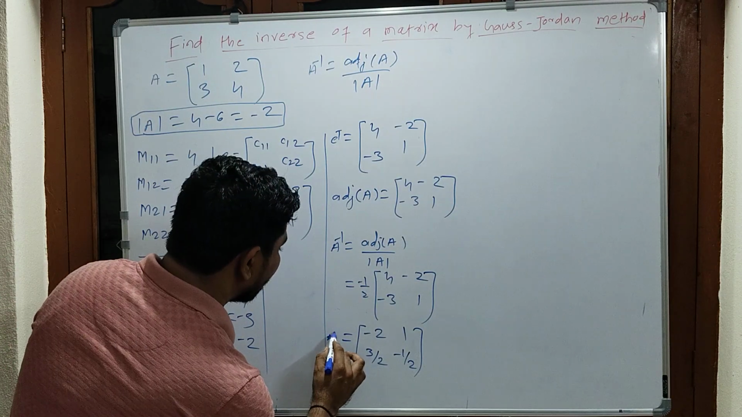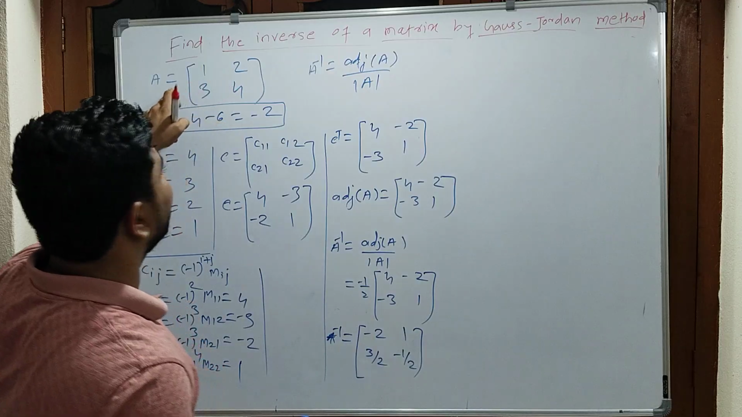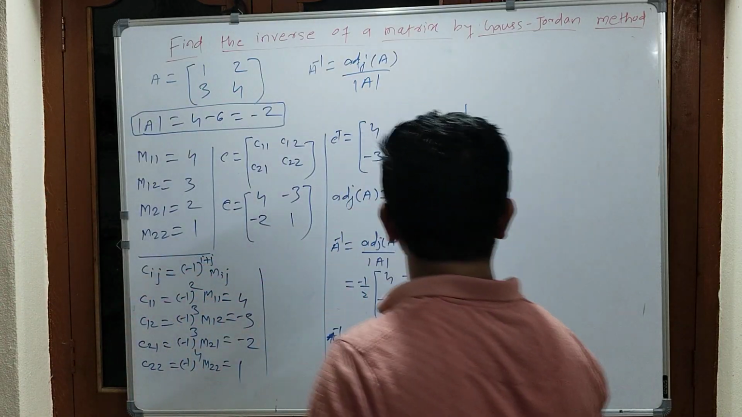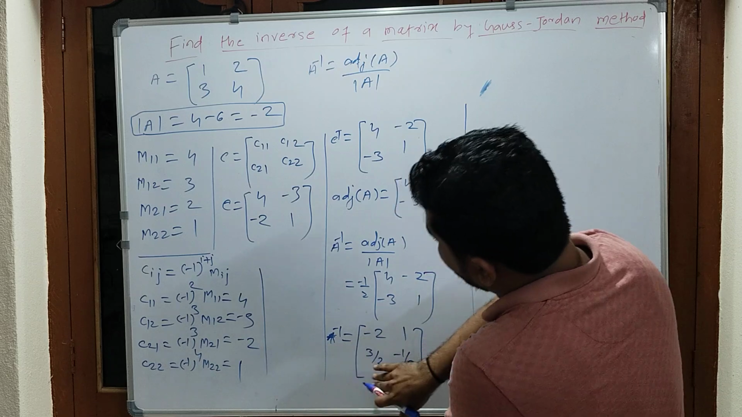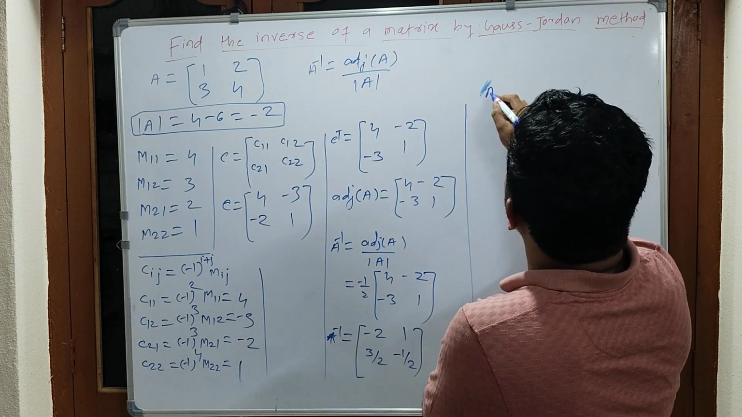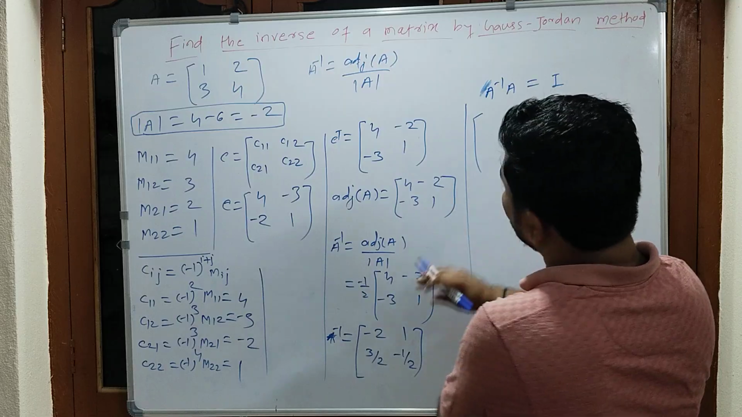This is the A inverse of my matrix A. If this matrix is the inverse of this matrix, then A inverse into A should be I. Now check whether this is valid or not.